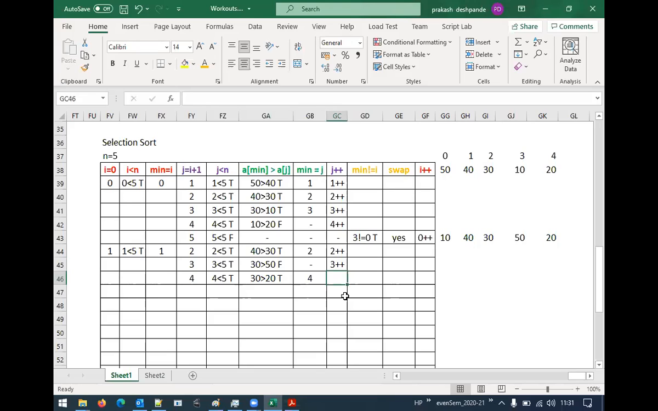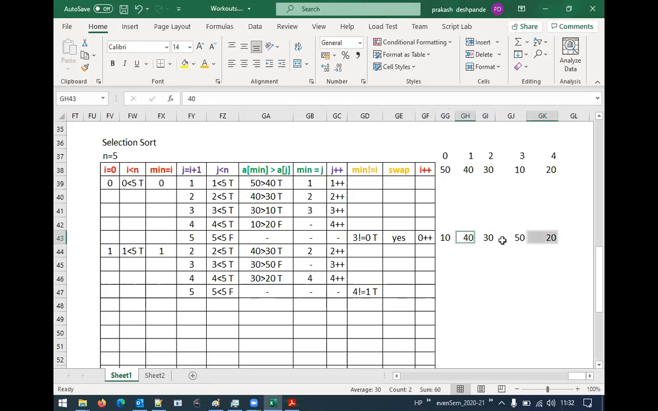Okay. Right? Now, j plus plus, j becomes 4 plus plus, that is next time j becomes 5. 5 less than 5. Condition is false, so these lines will be skipped. Now we will come to min not equal to i. What is min value? 4. 4 not equal to 1. Condition is true. Means we need to swap. Right? So what we need to swap? The value at 4th index and the value at 1st index. Value at 4th index is what? 20, and index 1 is 40.